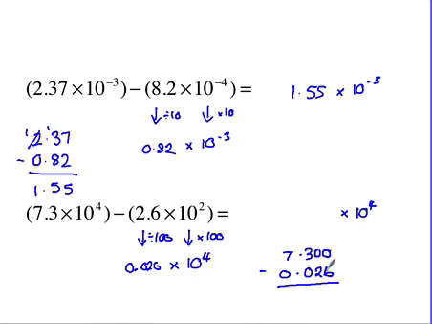So 0 take away 6 can't do it, 0 take away 2 can't do it, so I'm going to borrow all the way across. So borrow 1, turn that into 10, borrow 1 again, turn that into 9, and where we go, 10 take away 6 is 4, 9 take away 2 is 7, 2 take away nothing is 2, and 7 take away nothing is 7. So the answer is 7.274 times 10 to the power of 4.